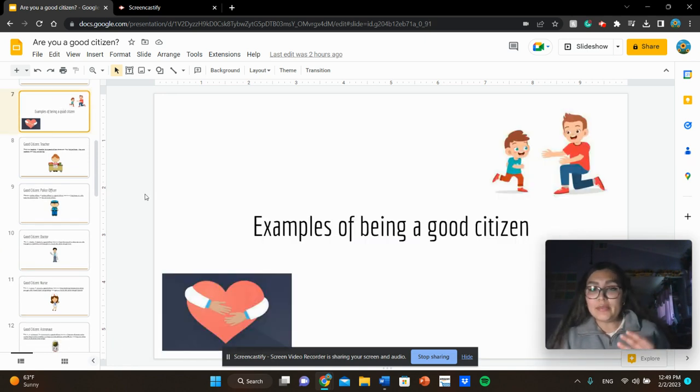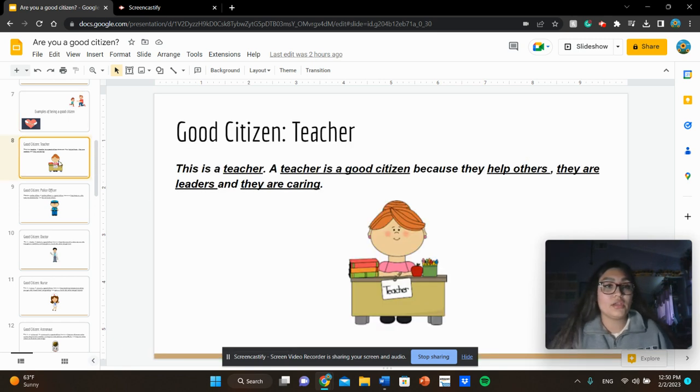Okay, so let's begin by going over some examples of being a good citizen. Our first example here is a teacher. So, me, a teacher, right? A teacher is a good citizen because we care and help others. We are leaders for you and we are caring. So, this is a good example, right? A teacher is able to do these things, helping others, being that leader for you, and making sure that we're there to care for you and to guide you.